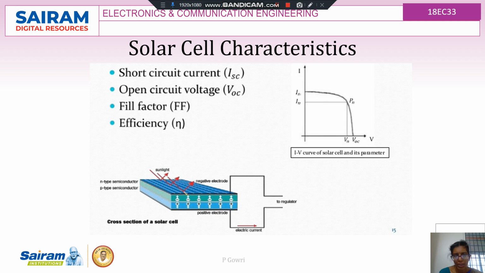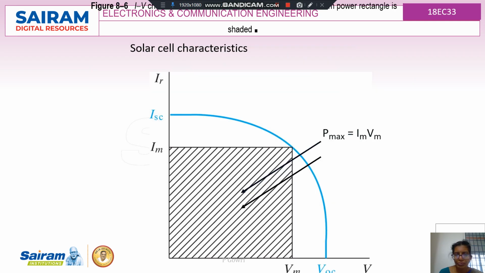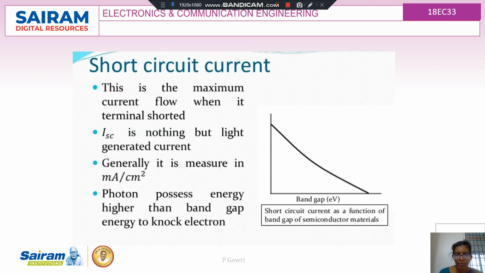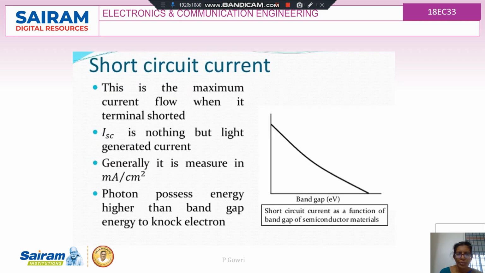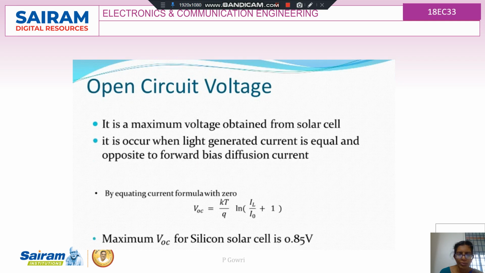And what is open circuit voltage? The voltage which is developed across the device when light energy is falling on the device is called the open circuit voltage. The fill factor is nothing but the ratio of VM IM by VOC into ISC. So here what is VM? Here the short circuit current is measured in milliamps per centimeter square. The voltage is given by the equation VOC is equal to KT by Q into ln of (IL by I naught plus 1). So maximum VOC for the silicon solar cell is 0.85.